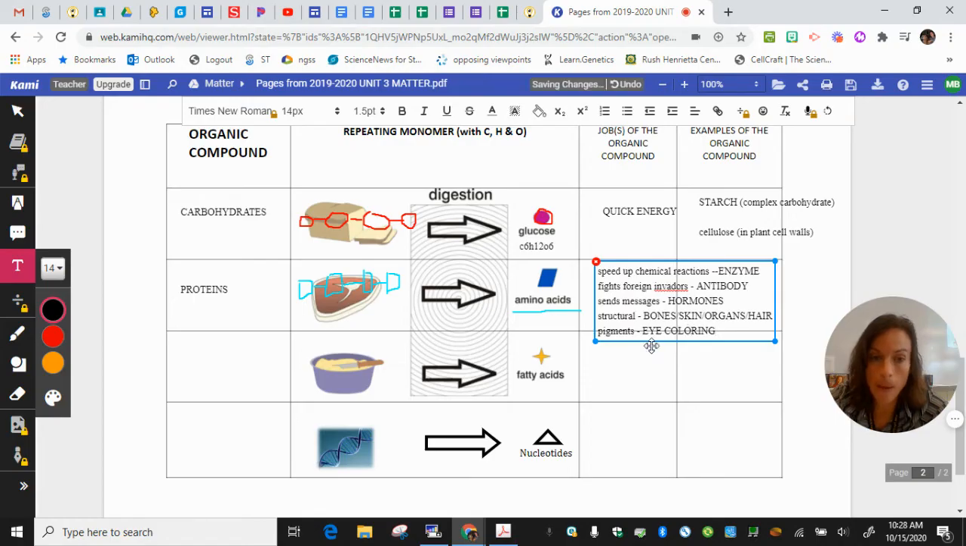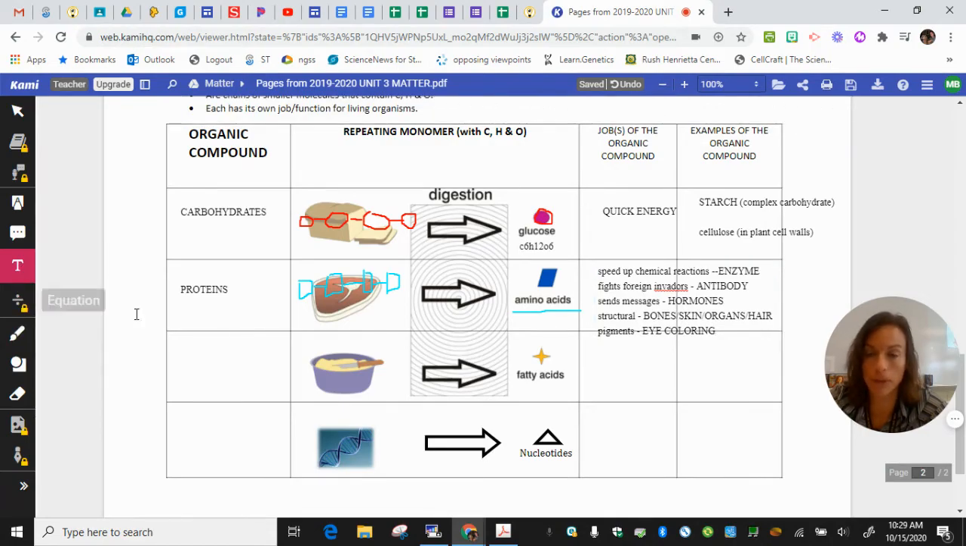So pretty much a large portion of your body is proteins, and they're all made from amino acids that you get from eating protein-based materials. Then you take those amino acids and put them back together to make your own enzymes, antibodies, hormones, bones, skin, hair, coloring, and things like that. So that's a pretty complicated one. We're going to talk a lot about proteins in the next couple of units.